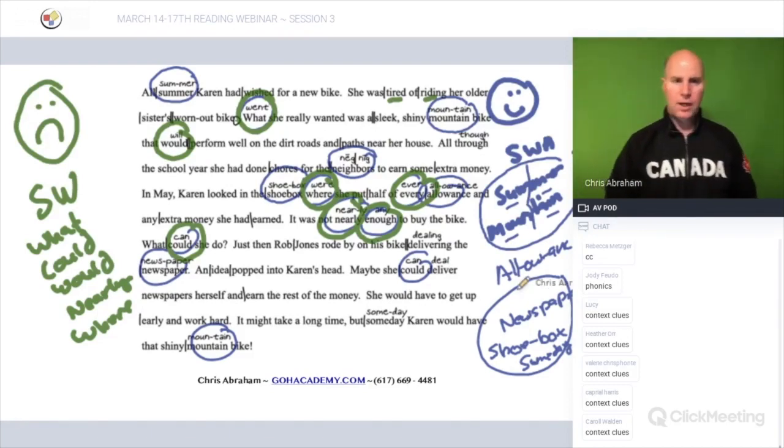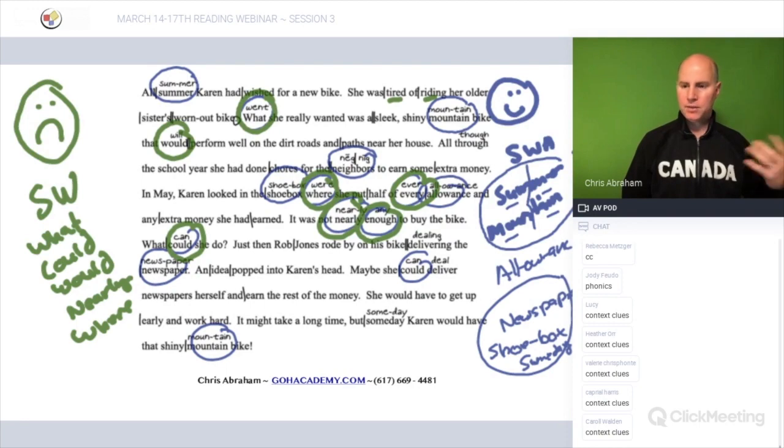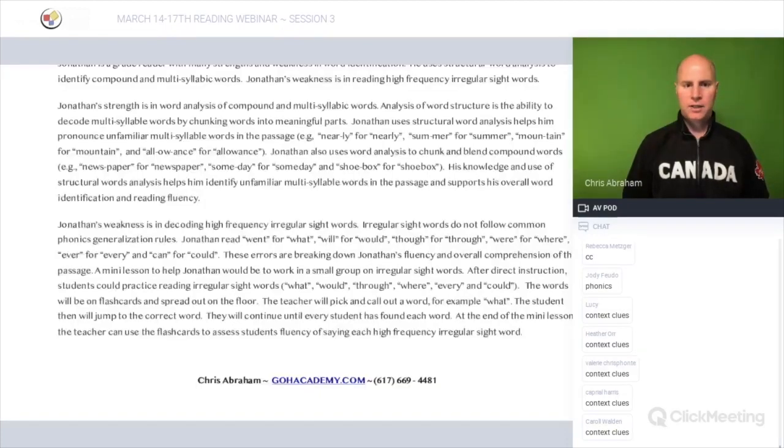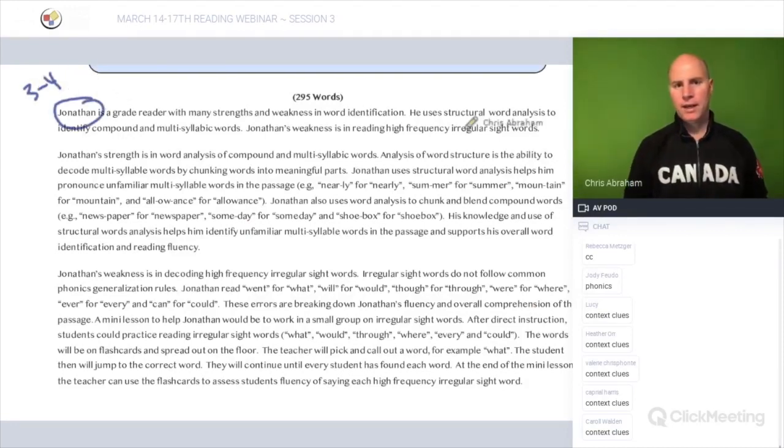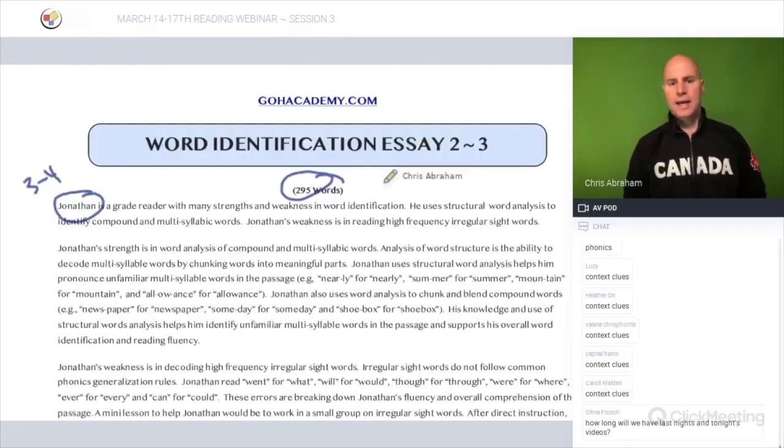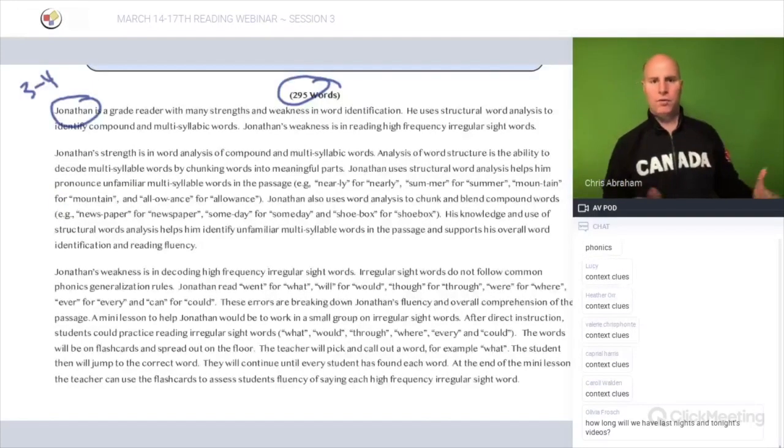I want you to, we don't have time to do this in this session, but if you turn the page, there is this sample four. So this is Jonathan. It's not a sample four. It's a three or four. It's not a perfect one. It's around 300 words, and it could give you a sample of what a three or four might look like for Jonathan, okay?